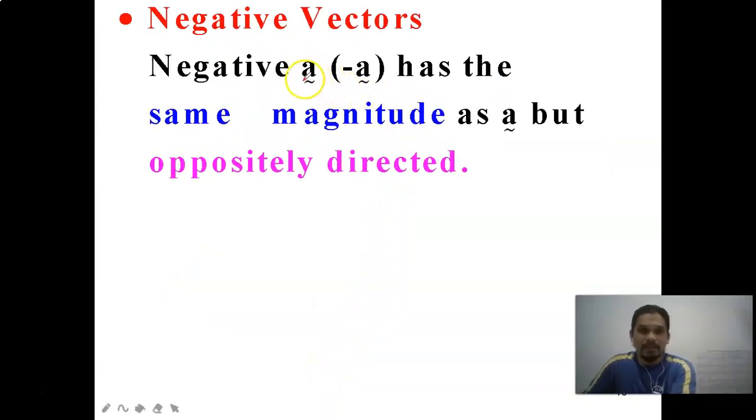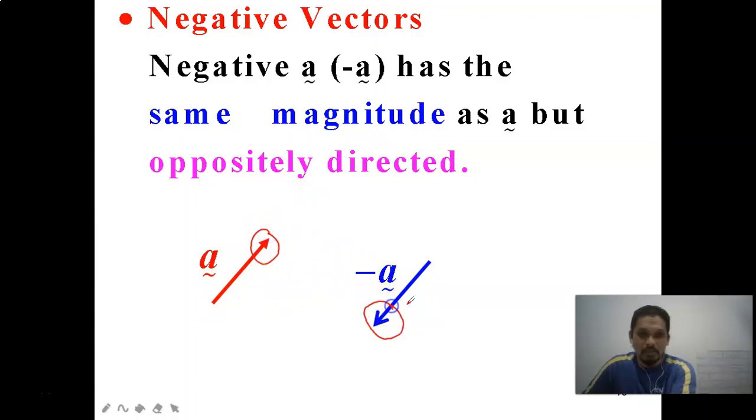Okay, negative vectors. The negative of vector A has the same magnitude as A, but is oppositely directed. So you can see here that A and negative A have the same magnitude, but the direction is opposite. We call it oppositely directed.